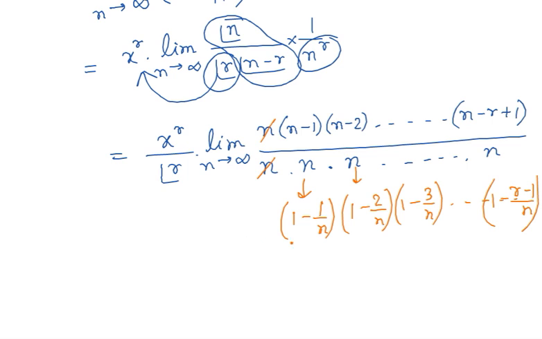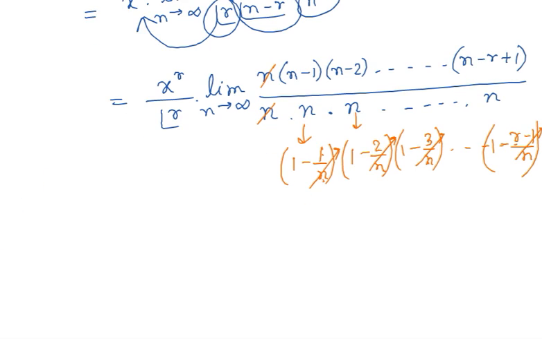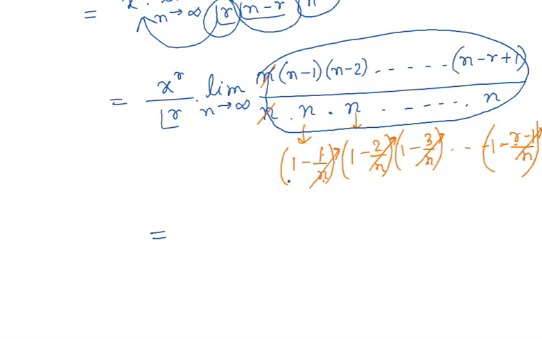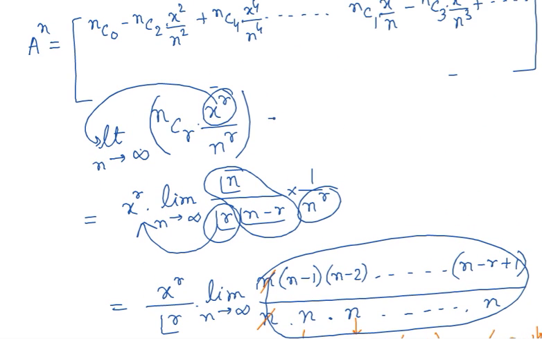Now as we know, when n is becoming very very large, then 1 by n, 2 by n, 3 by n, these quantities will become very very negligible. So we can take them to be 0. So this total limiting value we can see will be nothing but 1 into 1 into 1 into 1. So basically it is going to be 1. So the final result will be x to the power r by factorial r. So this is the limiting value.